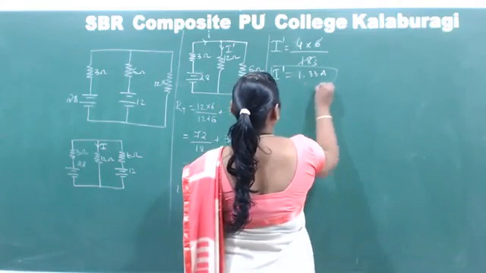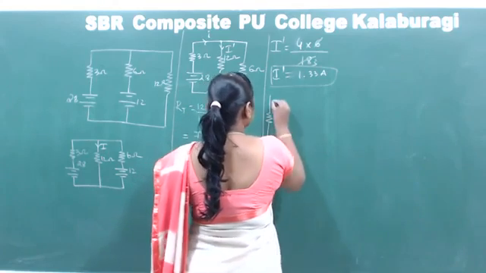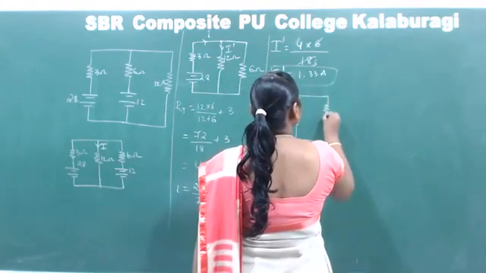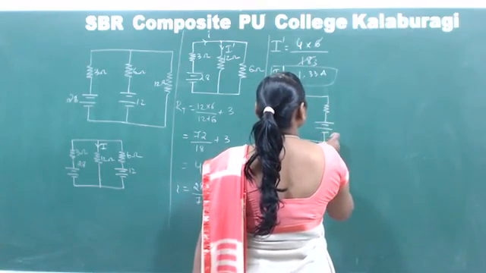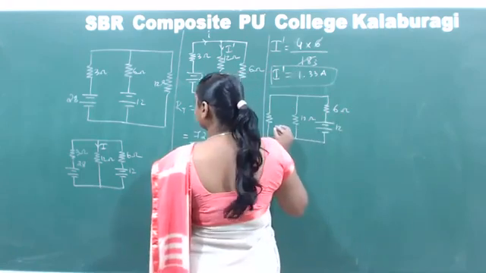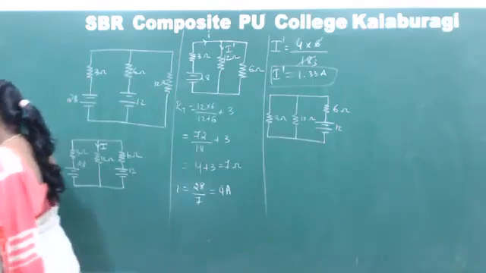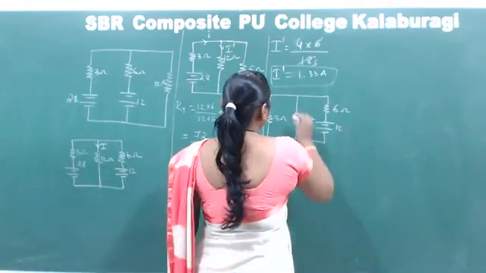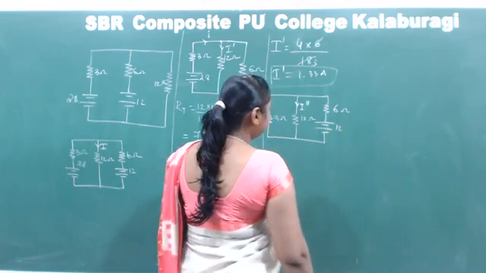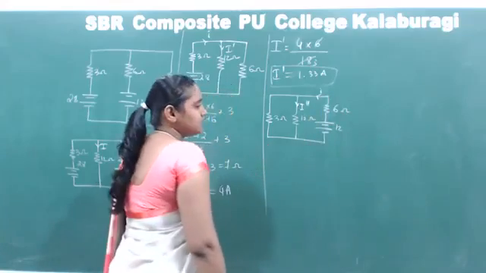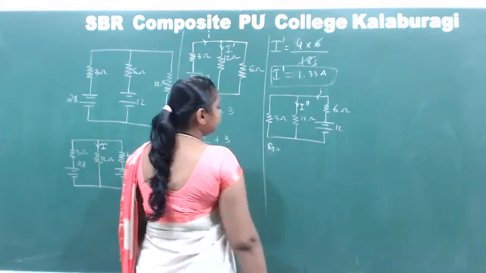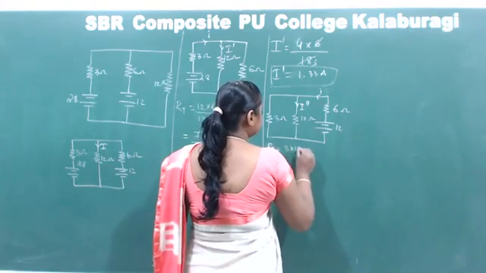Now we got I dash. Now we will calculate I double dash. We have 12, 6 ohm, 12 ohm, and 3 ohm. We need to calculate I double dash. For that, we require this I first of all. To calculate this I, we require RT, the total resistance. Now total resistance RT is given by the parallel combination of 3 and 12 plus 6 ohm.